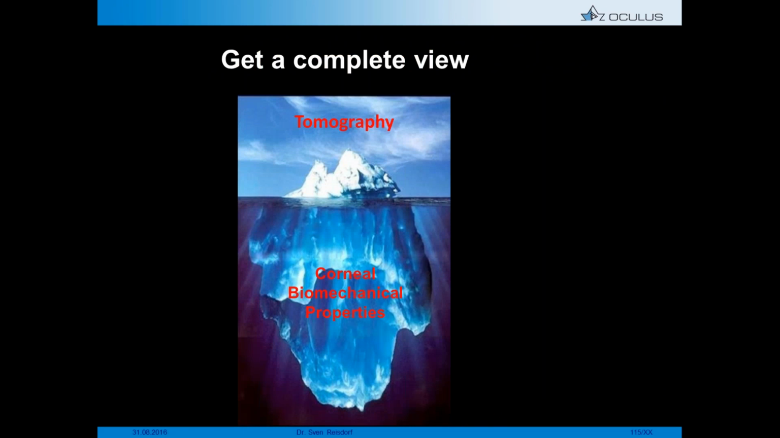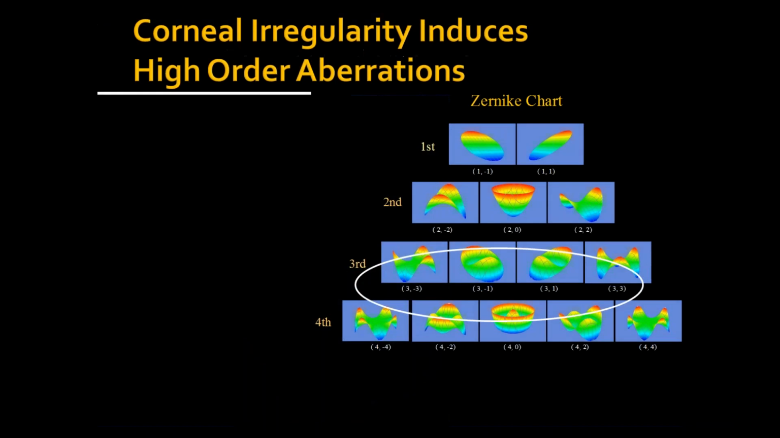So now we look at that iceberg, and now we're saying maybe tomography is looking at the top of the iceberg, and corneal biomechanical properties are giving us even a further view down below the surface. So there's always more to go. Very, very exciting in this field of biomechanics of the cornea, and again, more to learn.